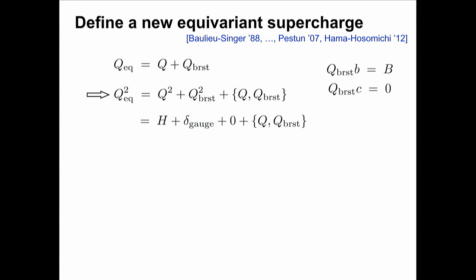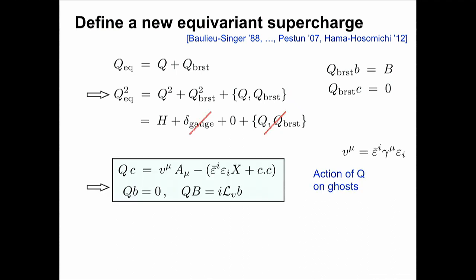Q squared is H plus delta gauge. Q BRST squared is 0. And this anti-commutator is what it is. What you want is Q equivariant squared equal to H. I want to construct a charge which is really equal to H. And now the two problems cancel each other. Remember, this thing acts on all the fields. So I just demand that these two are canceled.